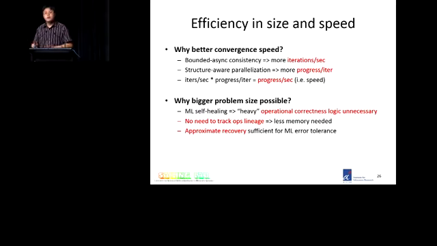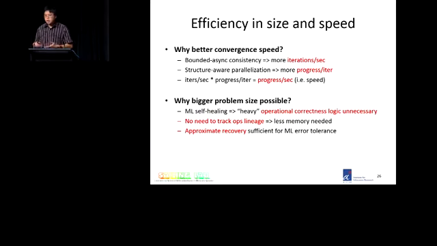Bounded-Async Consistency allows for more iterations per second without compromising model quality, and structure-aware parallelization allows more progress per iteration without compromising iteration throughput. You take the product of the two, that's more progress you get per second, which is speed.